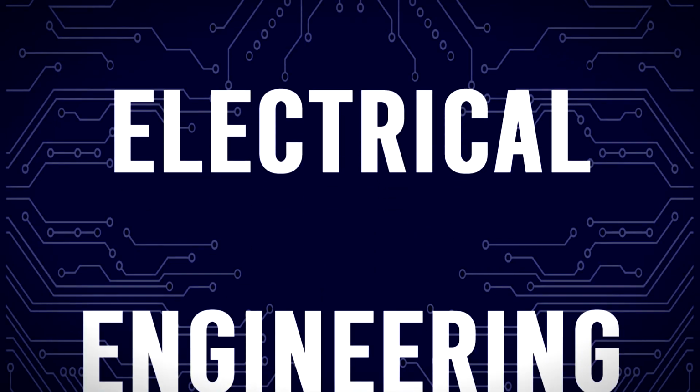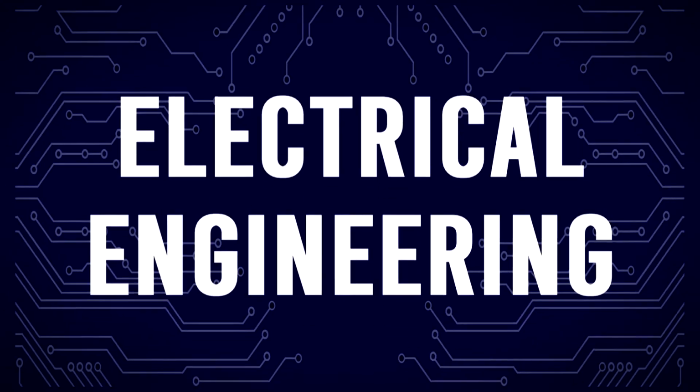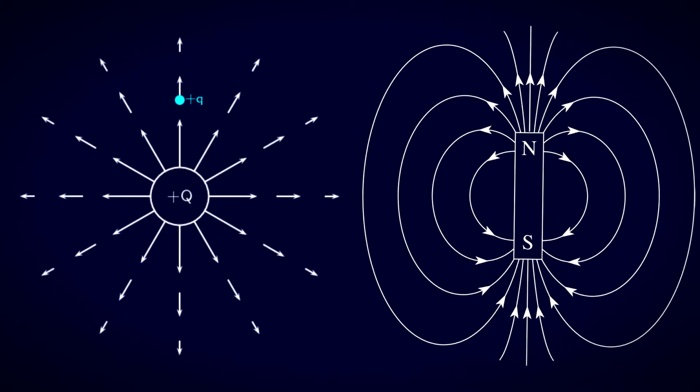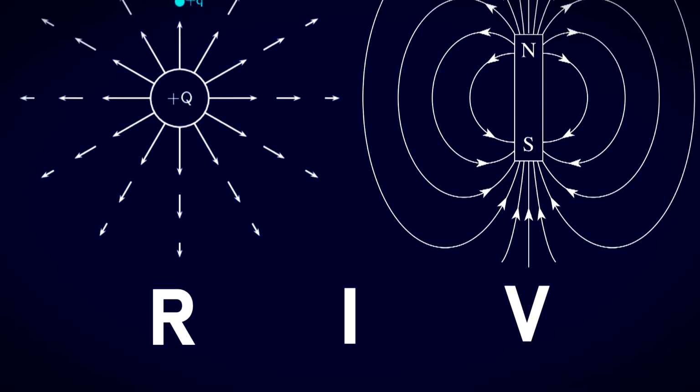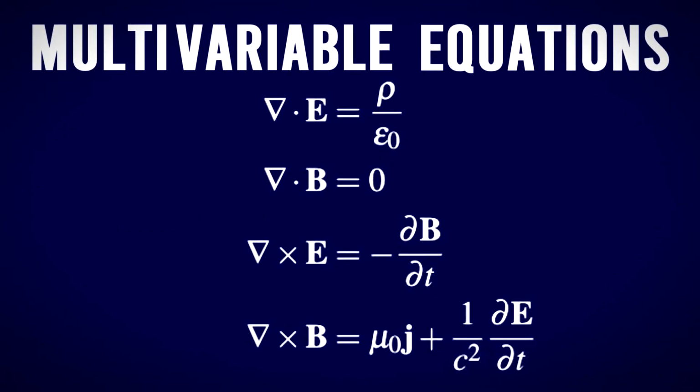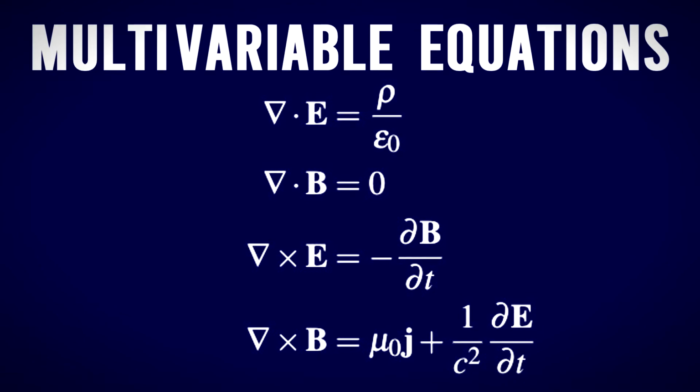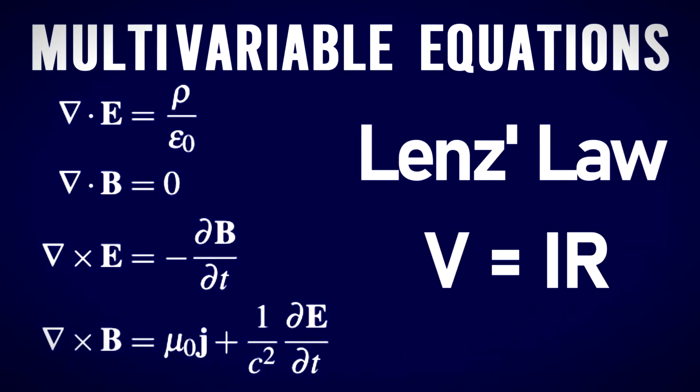In the world of electrical engineering, engineers often need to deal with how changes in electric or magnetic fields affect motion or any other aspect of an electric circuit, such as resistance, current, and voltage. In order to do so, they can use multivariable equations such as the Maxwell equations, or any other electromagnetic law such as Lenz's law or Ohm's law, which analyzes multivariable and multidimensional properties.